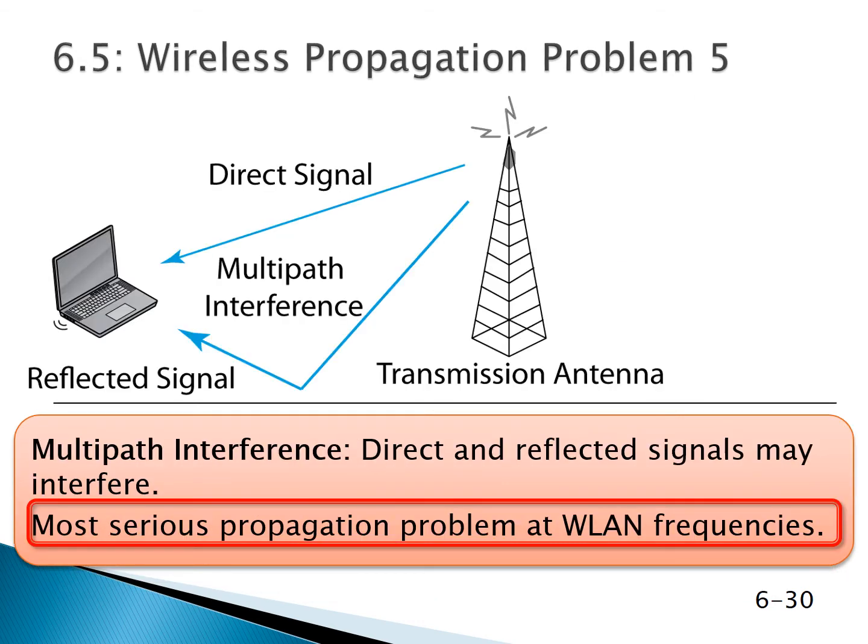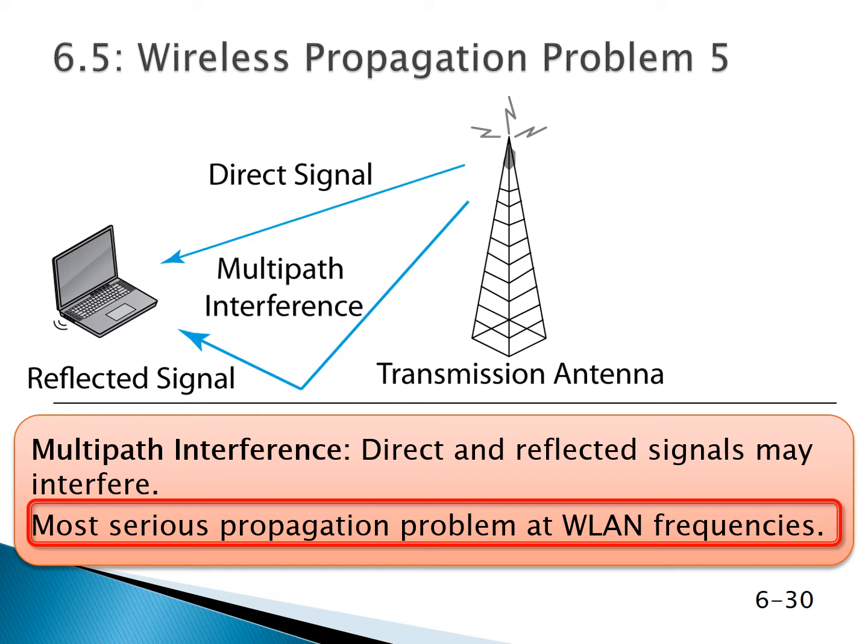So the fifth problem is what we call the multipath interference. That means the direct and reflected signals may interfere, and they may arrive at your device at the same time or at different times, right? Because, for example, this one is the antenna from your access point. Then you have the direct signal going into your computer. That one is the path we want. That's okay. But somehow they may go through different paths.